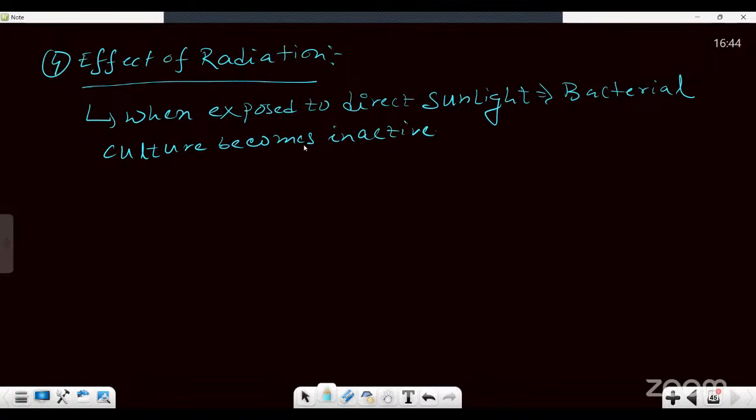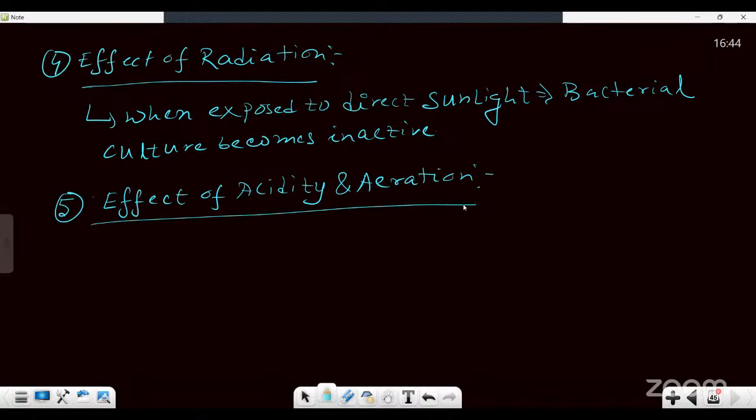And there is also effect of acidity and aeration. So there is a particular pH value where the activity of the bacteria is maximum. And that pH value is basically 2 to 3.5. Within this pH value, the activity of bacteria is maximum.